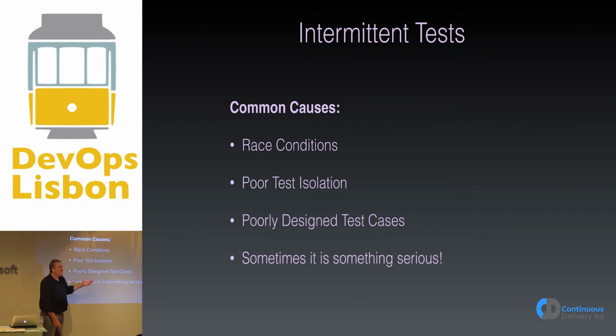Common causes of intermittencies, just to give you some pointers to look for: race conditions, particularly in distributed systems, which is really common; poor test isolation, with data leaking between test cases; and poorly designed test cases themselves, where there are problems in the test case itself. And every now and again, it's something serious. There's a real bug in the system, and you'll be really pleased when you find it, when you dig in.